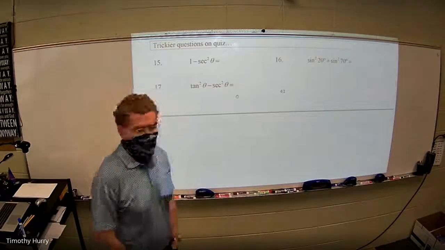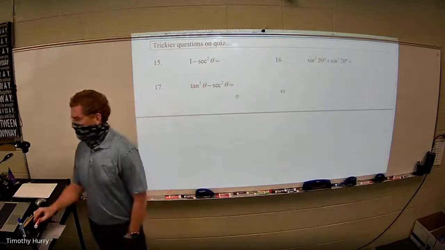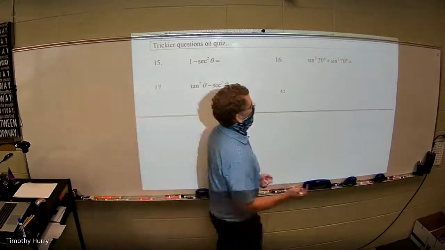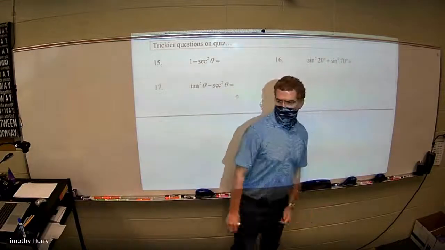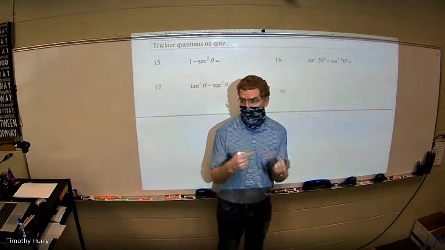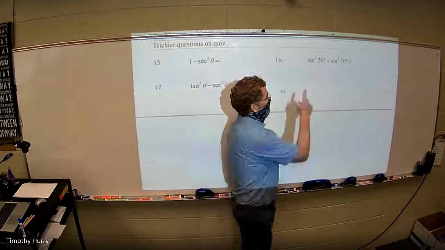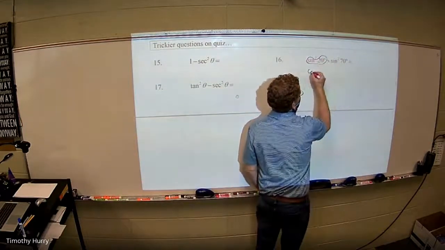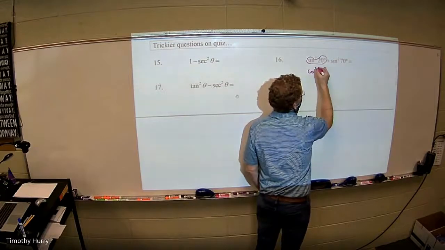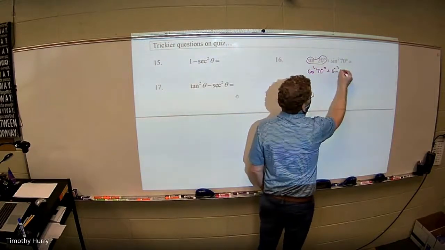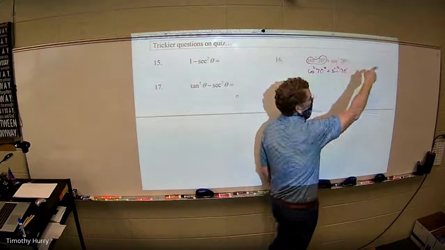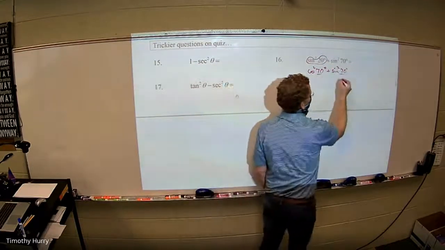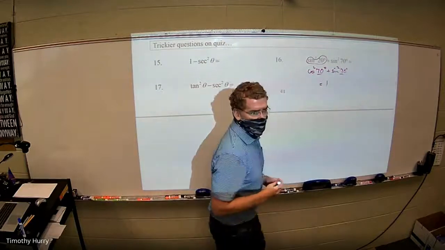Wait, so did you do 1 over cosine squared? Again, I just noticed that these two are complements, and I've got an identity that relates complements. So I could change either one of these, it doesn't matter. I can change sine of 20 to cosine of 90 minus 20, and now I have a Pythagorean identity. Or I could change that to cosine of 90 minus 70, which is cosine of 20. Either way, they start matching, and I get 1 in this case.